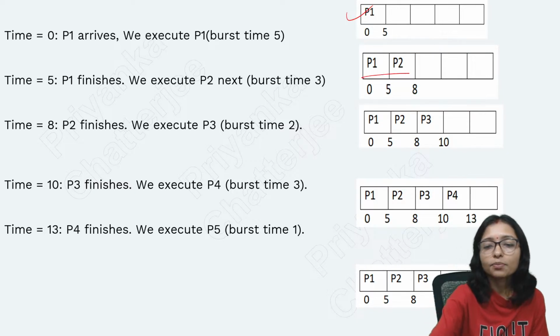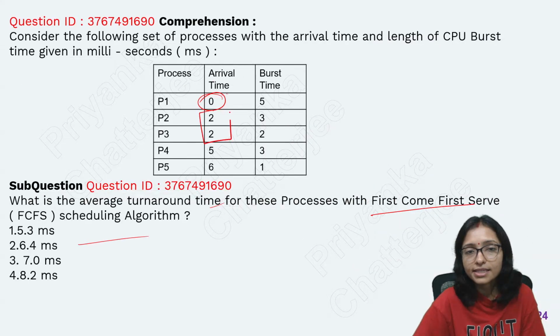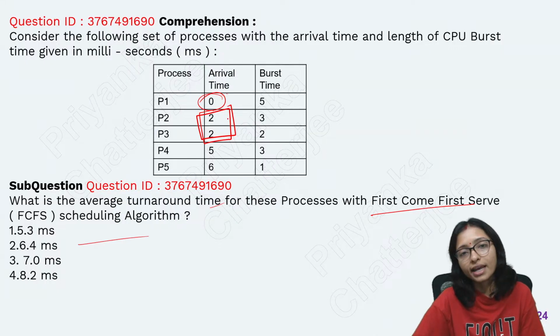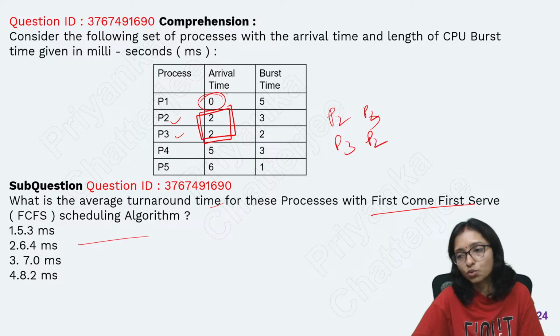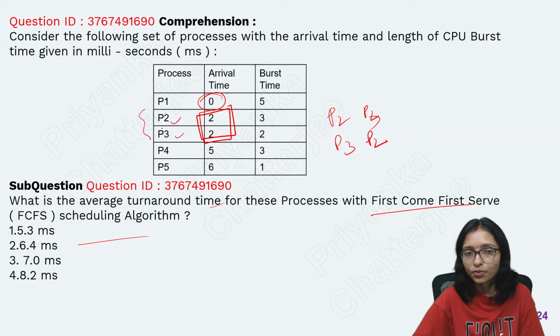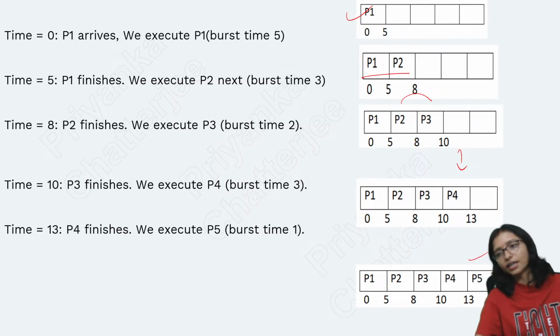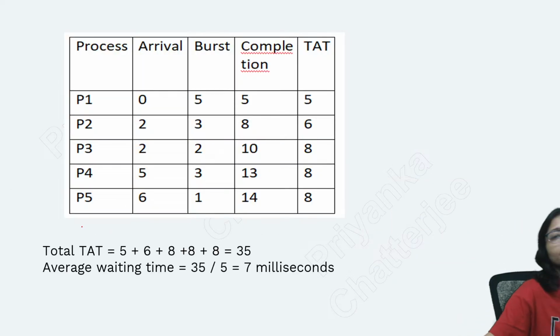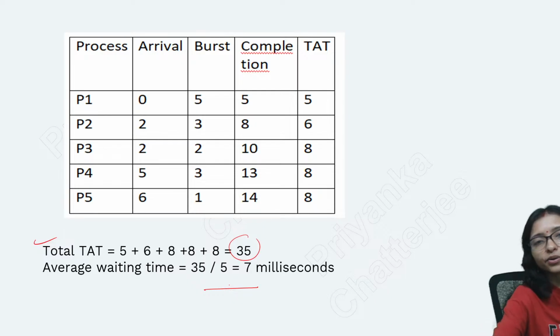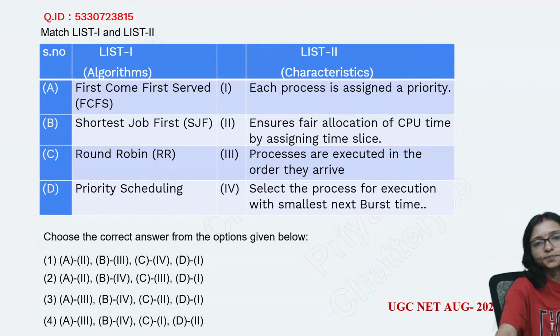Then after P1 comes P2, because whenever arrival time is the same, you need to go with the process number. You might think first P2 then P3 or first P3 then P2, but you have to go by process number. So we go with P2, then P3, then P4, then P5. Finally you will get this type of Gantt chart. After getting this Gantt chart, you will get the turnaround time. Turnaround time is 35 and waiting time will be 7. This is the way you can calculate. So 7 is the correct answer.